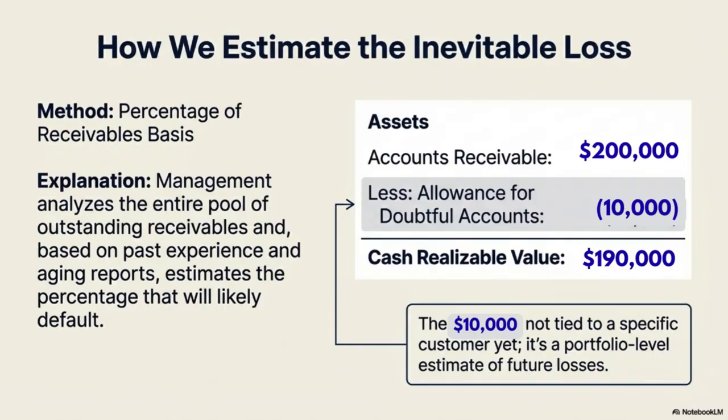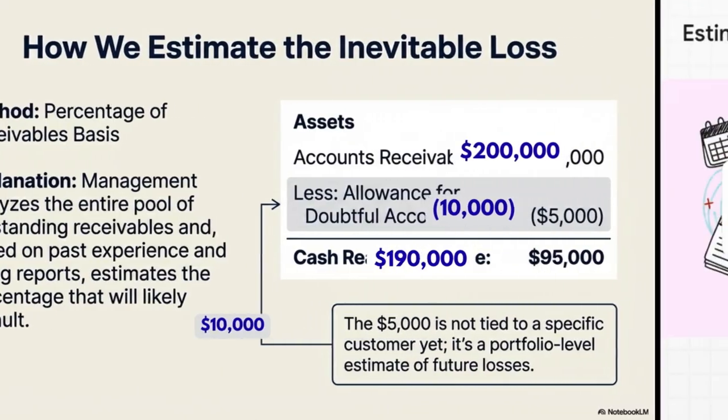It's the number a bank looks at when they decide how much they're willing to lend you. They'll only lend against what they think you can actually collect. Of course, not the bigger gross number.